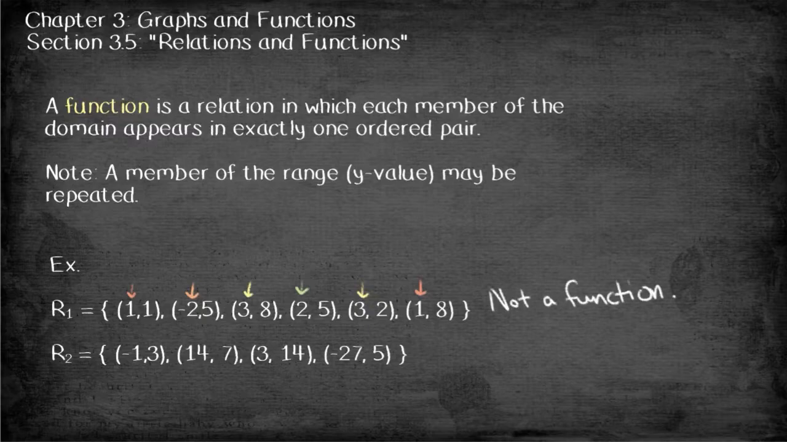And for relation 2, let's see, we have -1, we have 14, 3, and we have -27. We don't see the same x value more than once, so this guy, R2, is an example of a function.